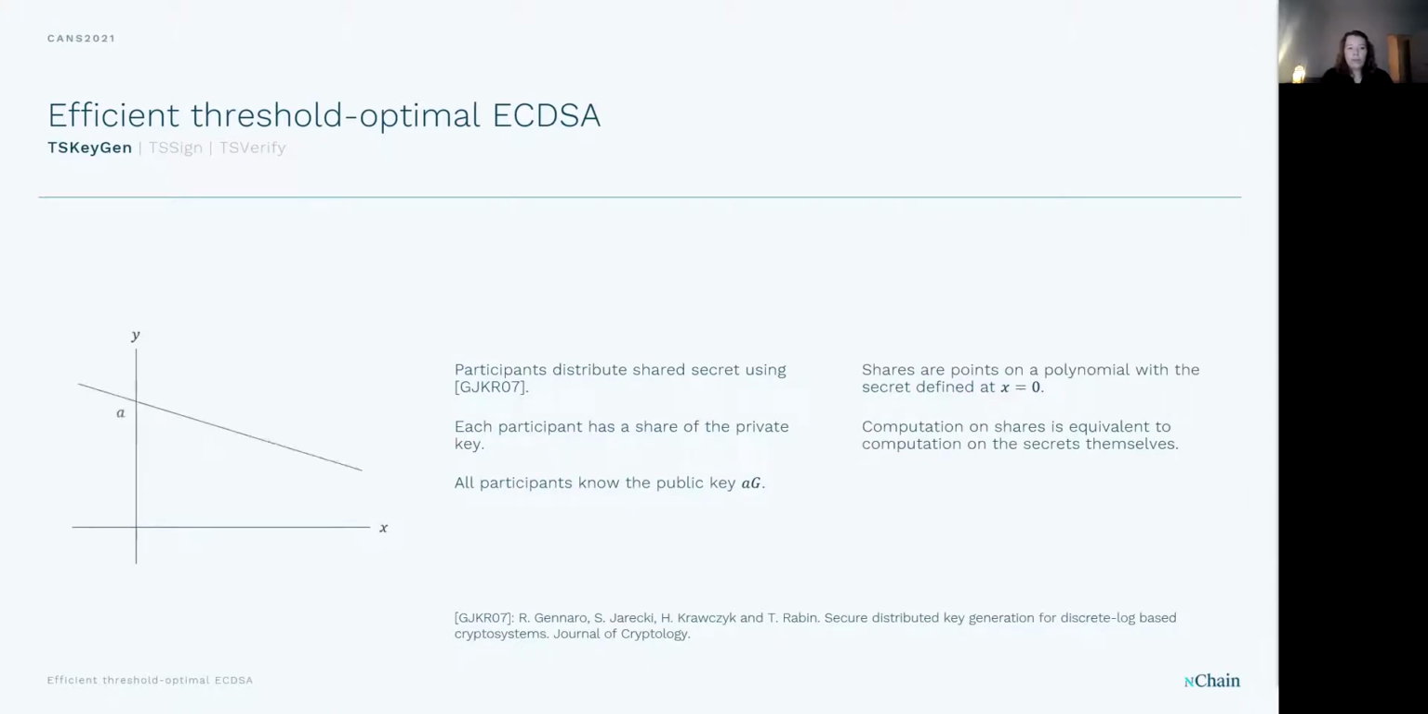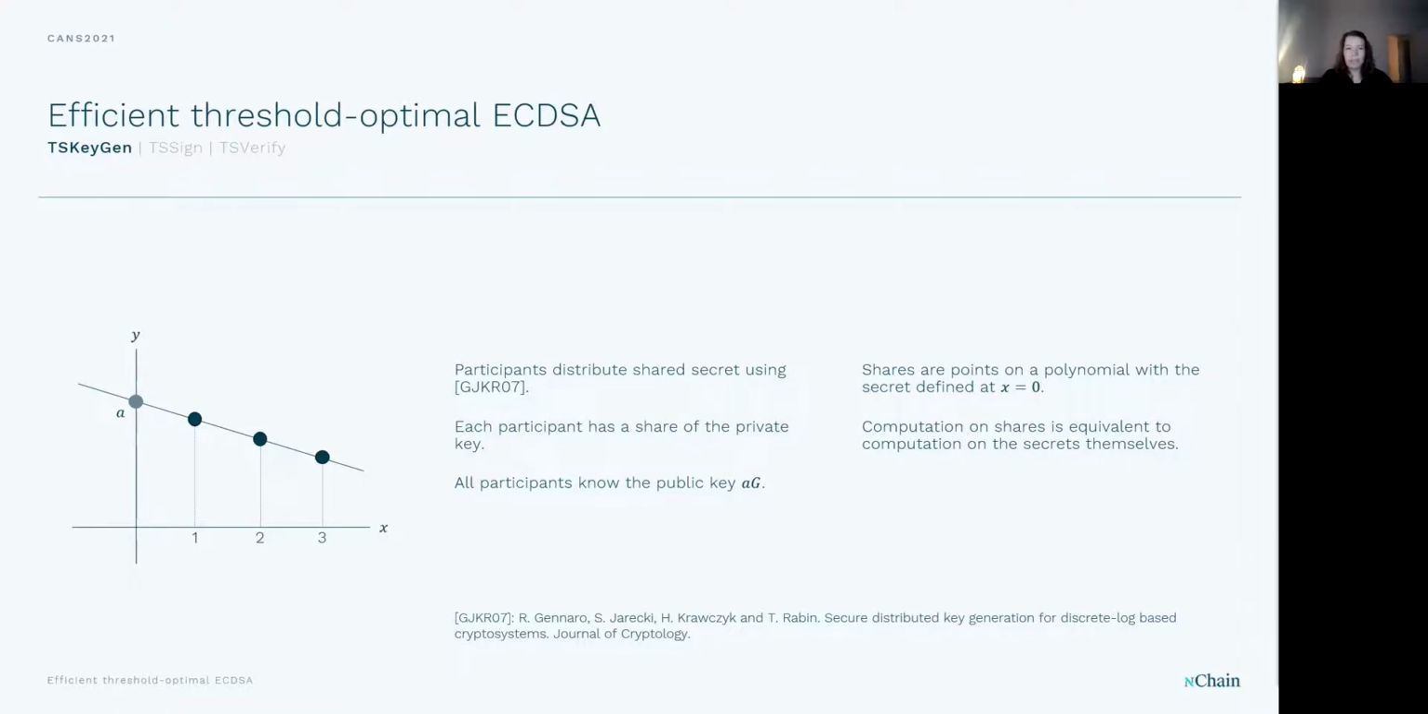So let's first consider key generation. This protocol is a method for participants to compute a shared secret, and this is using a known protocol that was published in 2007. The result of this protocol is that each participant has a share of the private key, and all of the participants explicitly know the public key, A times G, the group generator.